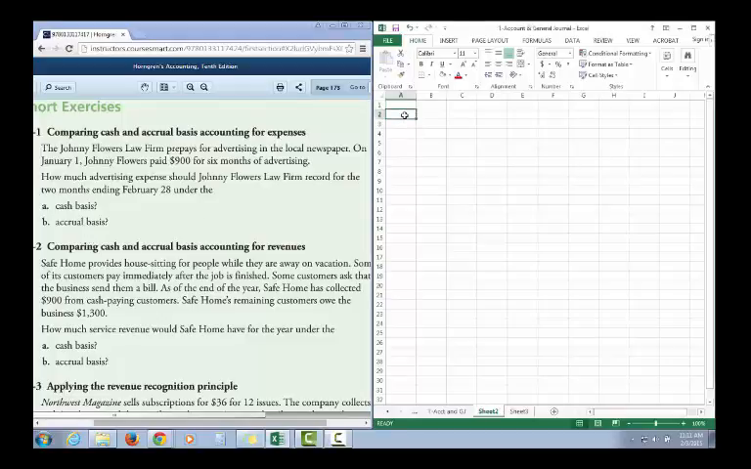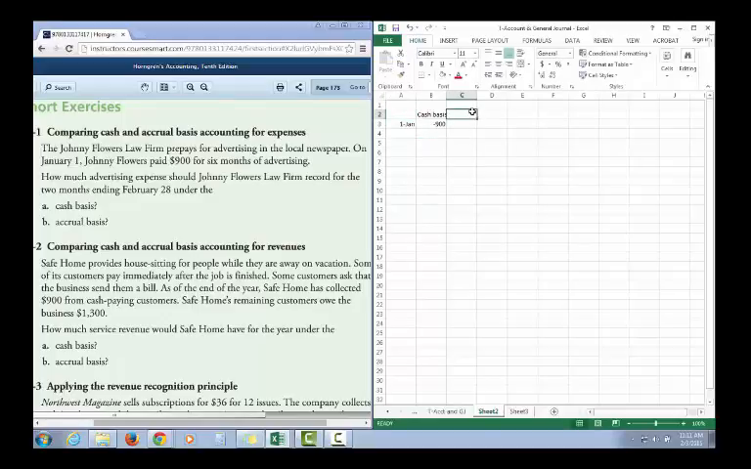All right, so under the cash basis, we only care about when cash went out. So under the cash basis, we're going to expense $900 on January 1. So January 1, we have cash going out of $900, okay? So that's on the cash basis.